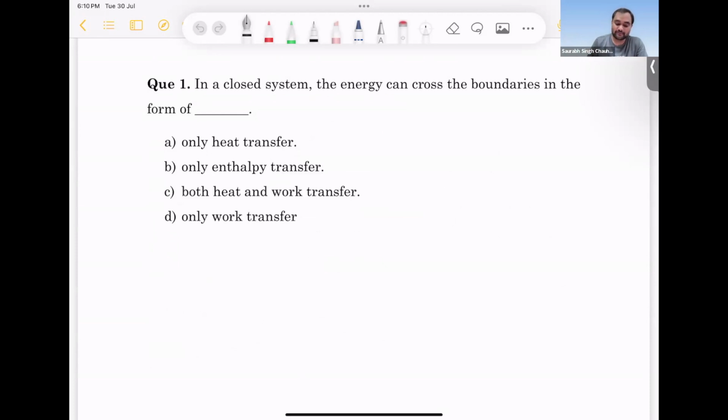Before you proceed, you should know what is meant by a closed system. As I said, you should be familiar with some basic terminology. A closed system is a system in which mass transfer cannot take place, but energy transfer or work transfer can take place. So in a closed system, energy can cross the boundaries in the form of heat and work. This is just the definition of a closed system. So the correct option should be part C.